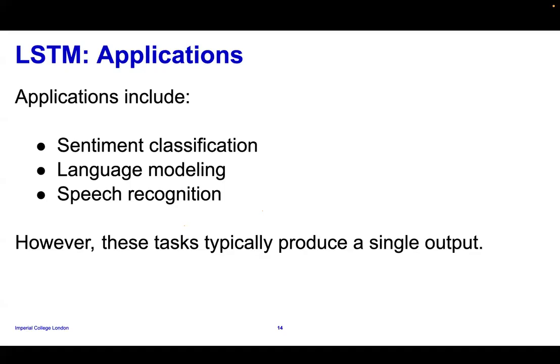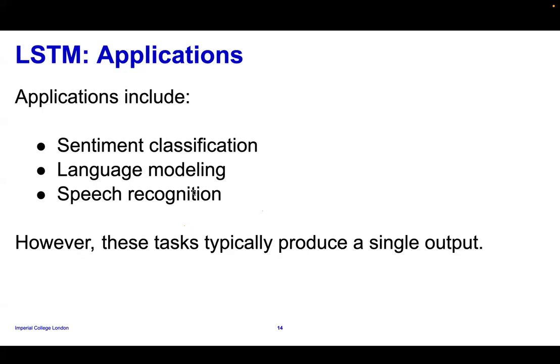We need to give the class. For example, is it positive, neutral, or negative? Because this is not a sequence. If I give you text and ask what the class is, you say positive or negative, right? So this is not a sequence. You can see these tasks typically produce a single output, right?